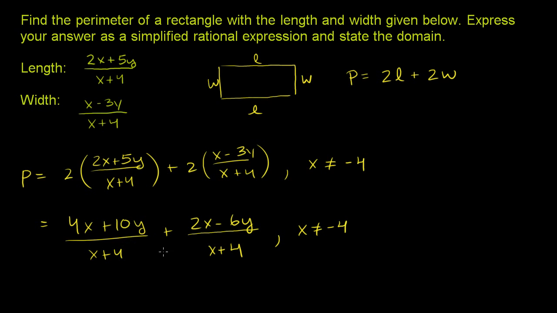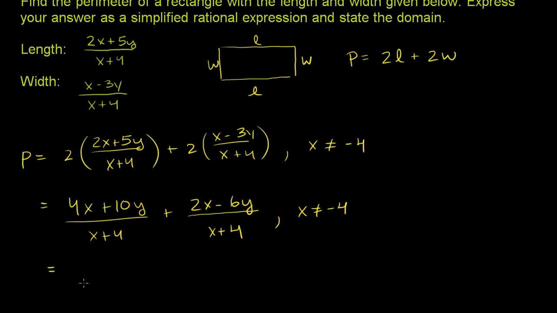Now we want to add these two rational expressions, and lucky for us, we already have a common denominator, so we don't have to find a common denominator. So this is going to be equal to, I'll just do it right here, scroll down a little bit. We have a common denominator of x plus 4. And then we could add the x terms up here.